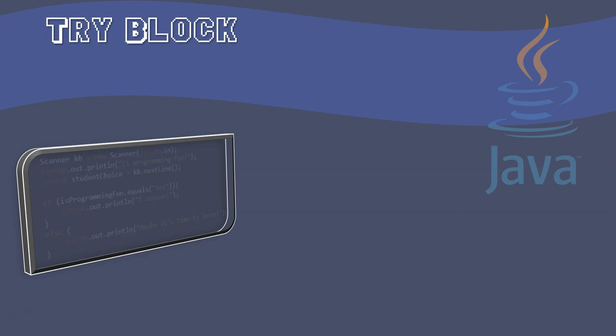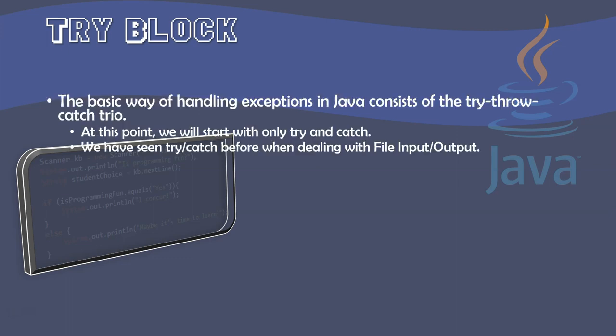So let's start with the first part of an exception, which is the try block. The basic way of handling exceptions in Java consists of the try, throw, catch trio. At this point, we're only going to start dealing with try and catch. We're not going to worry about throw just yet.